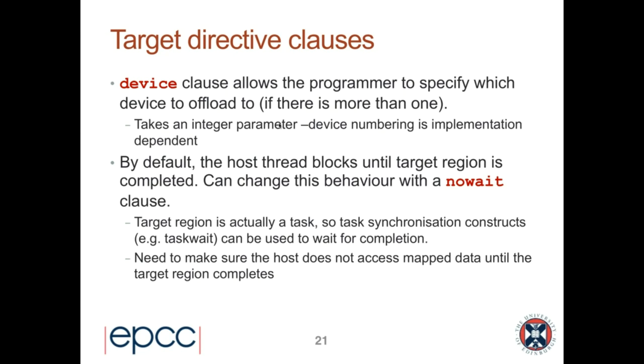Another potential feature: as I said at the beginning, by default the host thread blocks until the target region is completed. But you can change that behavior by adding a nowait clause to the target. In this case, the target region actually becomes a task. So you can use task synchronization constructs like taskwait to wait for completion, and they behave as though they were enclosed in a task construct. But then you have to take care to make sure that the host doesn't access the mapped data until the target region has been completed.